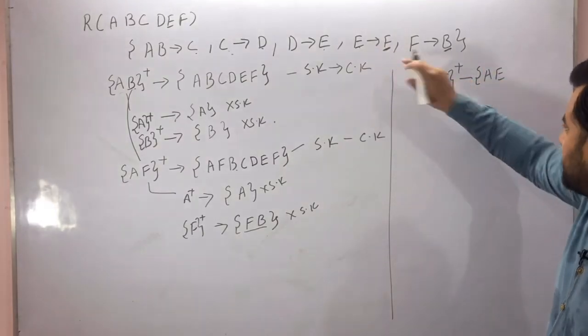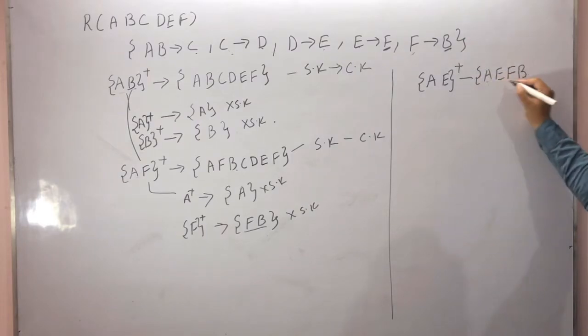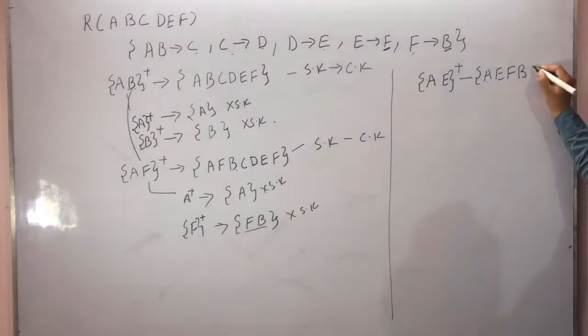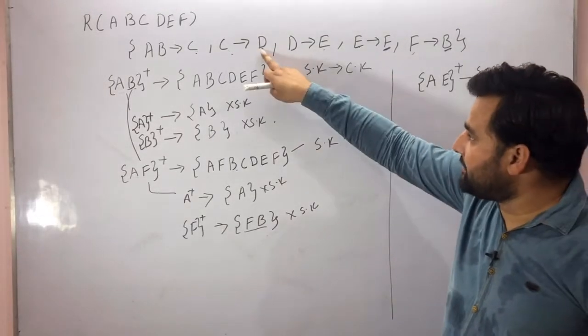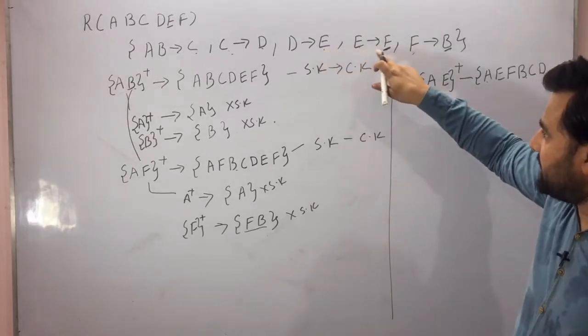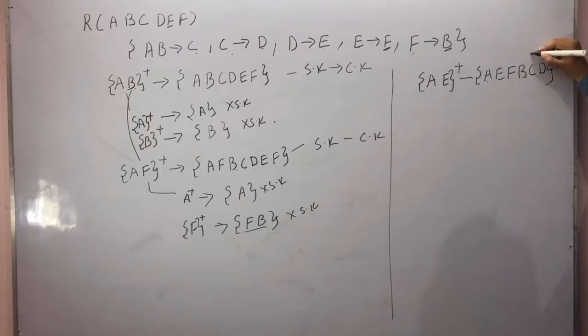From E I am getting F. From F I am getting B. From A and B I am getting C. So I got C also. From C I am getting D, and from D I am getting E. From E I am getting F. But these attributes are already present. So what is the meaning? This is a super key.